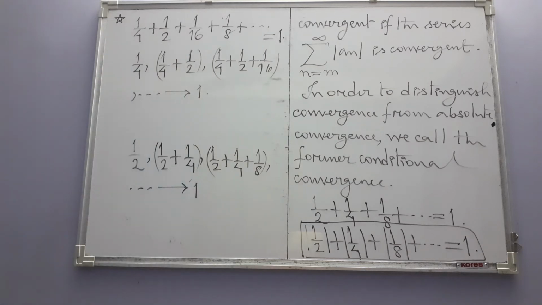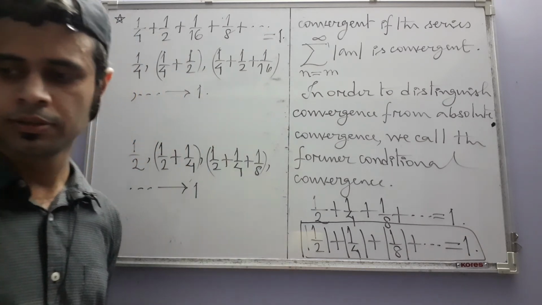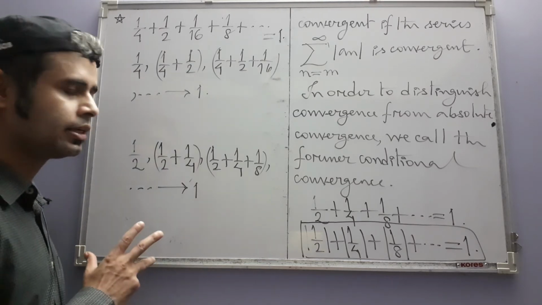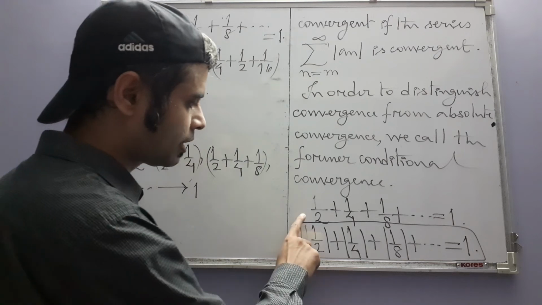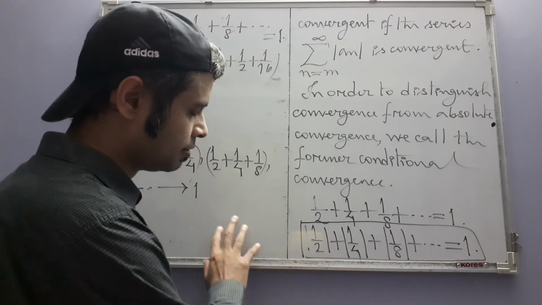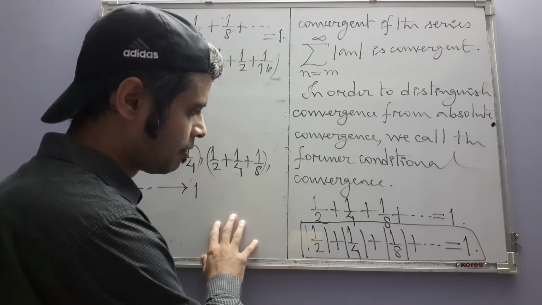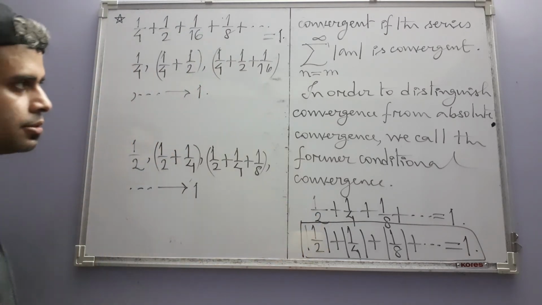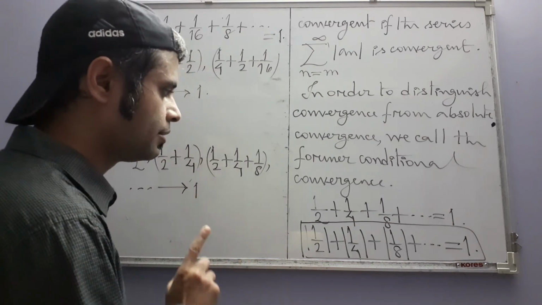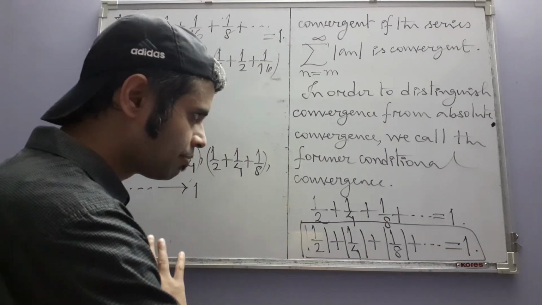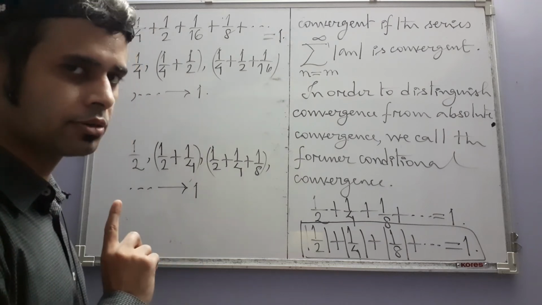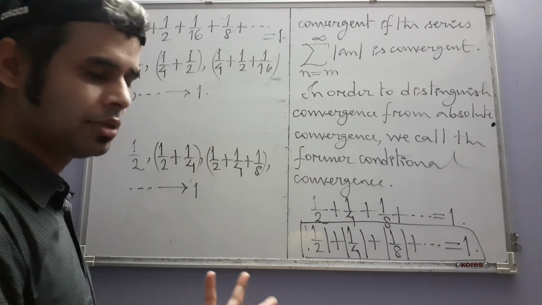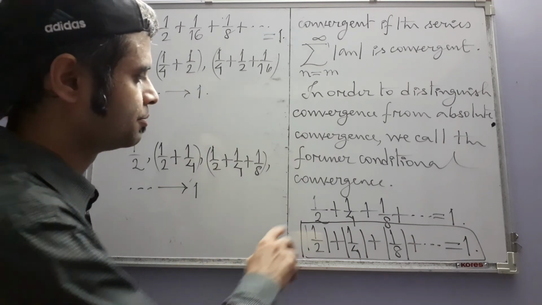Due to this fact, we can change the order of the terms of an absolutely convergent series without altering its behavior. Okay, so that's about absolute convergence. Now, if you have a series that is simply convergent but not absolutely convergent, such series also exist. Otherwise, this definition would be meaningless, would be valueless.